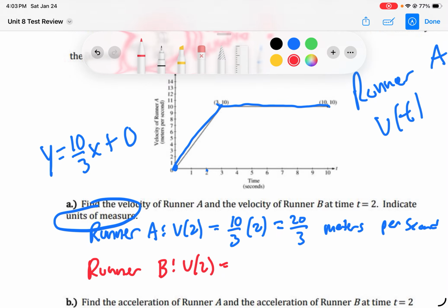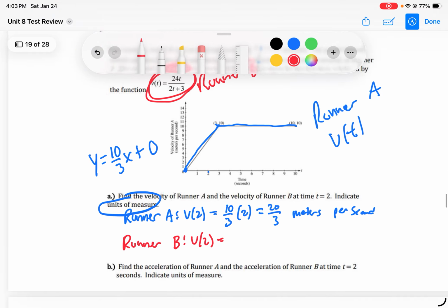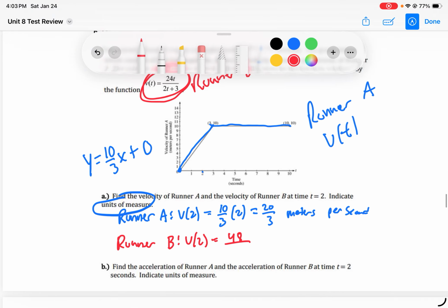Velocity at 2 is equal to, just plug it into the equation, 24 times 2, so 48, over 2 times 2, which is 4, plus 3 is 7. 48 over 7, if I wanted to reduce it, would be like 6.8571, but just leave it. And I would just say meters per second.